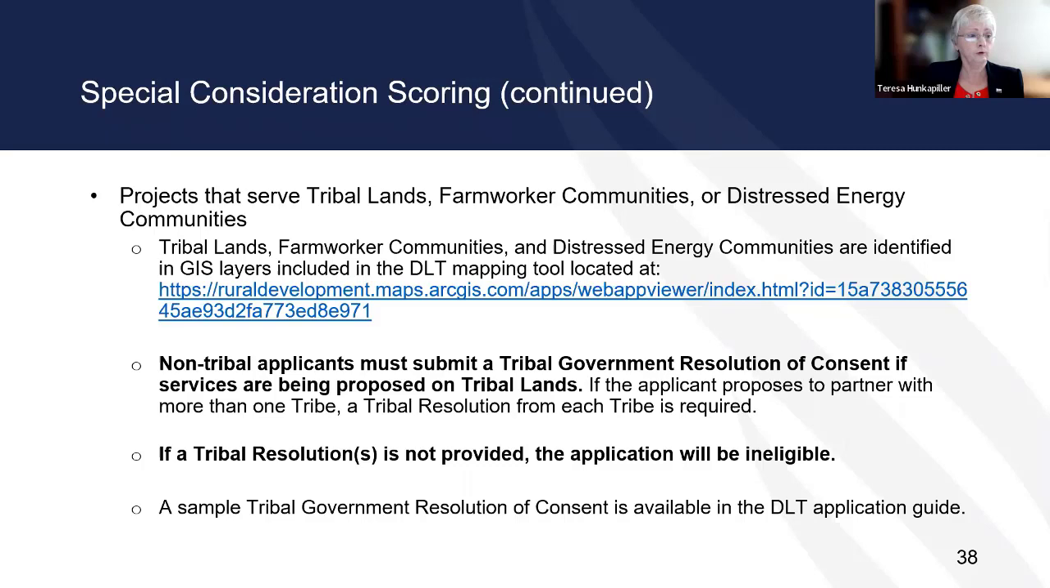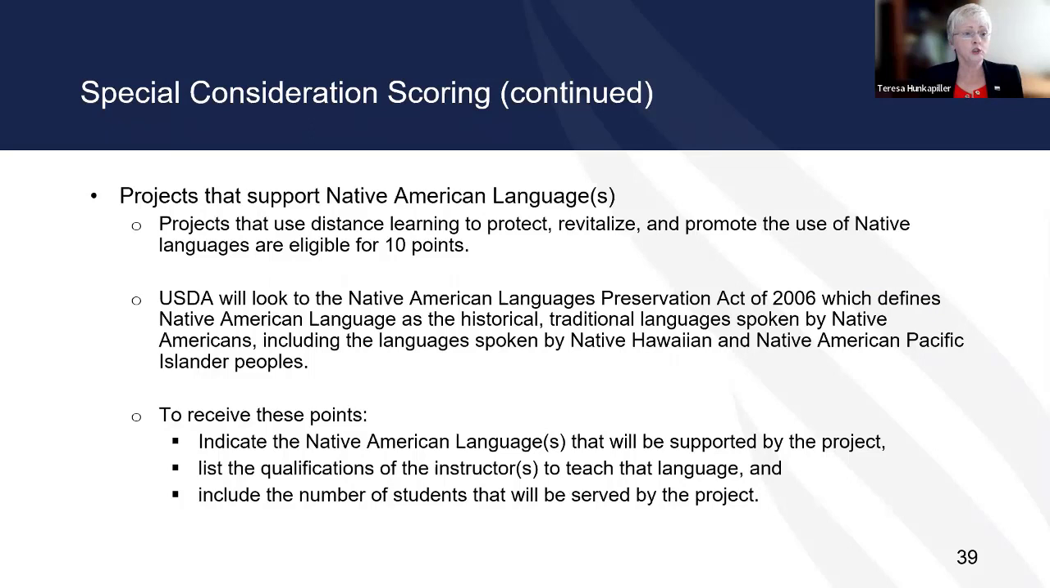The other two categories under which you can get 10 points is a project that supports Native American languages. And for this, there's the information that we've given you in the application guide that tells you where this comes from. It actually comes from the Native American Language Preservation Act of 2006. And to get these points, you basically need to, of course, explain everything in your executive summary, and you'll need to make sure you include these points on how you're going to meet this and accomplish it, what language you're going to be supporting, what the qualifications are of the instructor, and the number of students that will be served by this project. There's additional information about all of our resources on what Native American language means for this program. Okay, let's go a little bit further.